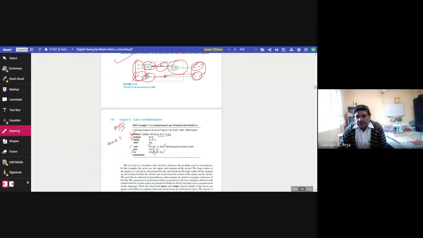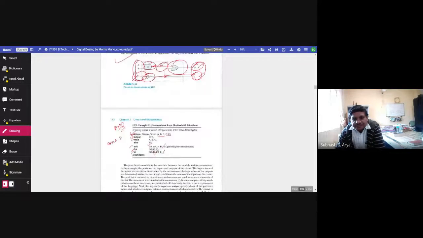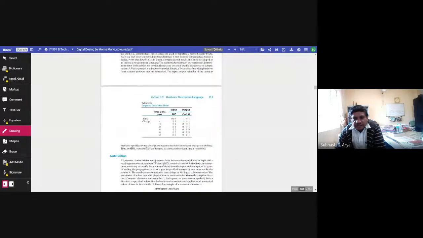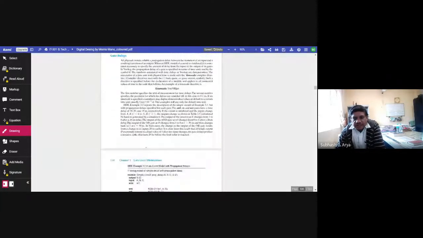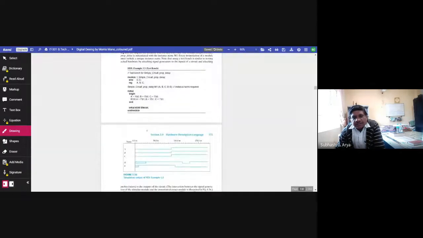So module is the starting and AND module and end. So the entire circuit is written in this form. Okay, this is HDL code. You can read this description. And in the next one, we need to declare the timing also. Okay, and after that, we need a test bench in order to give all kinds of inputs and get the output.